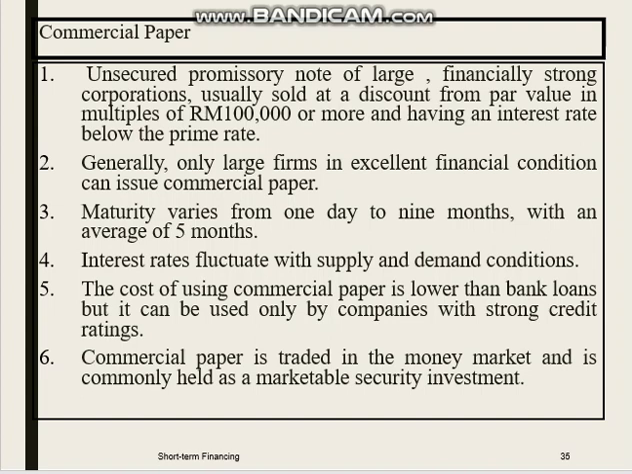Okay, now we move on to the other short-term financing that we have, such as commercial paper. Right, so what is a commercial paper? It's some sort of promissory note, which is normally given by a financially strong and large corporation. Normally they are sold at a discount from the par value, or less than the par value, in multiples of 100,000.